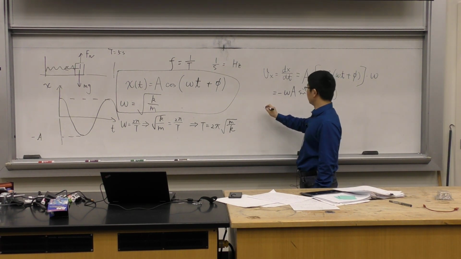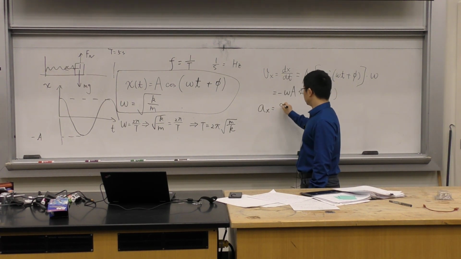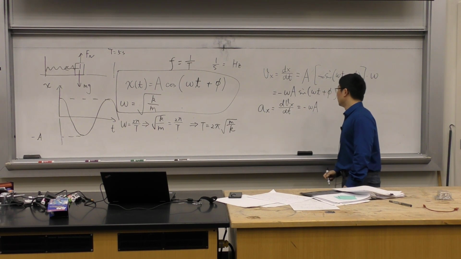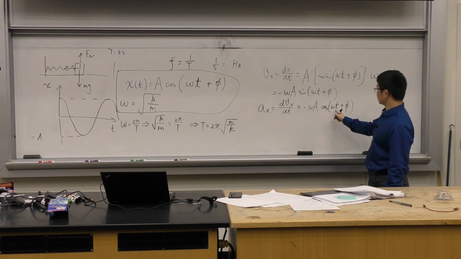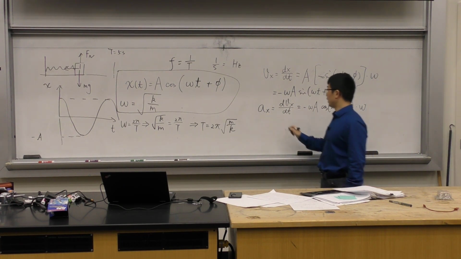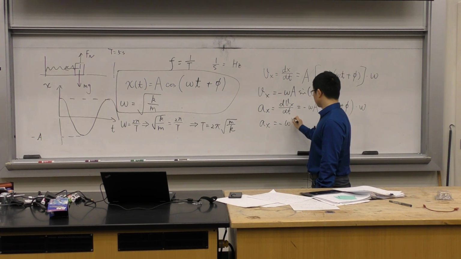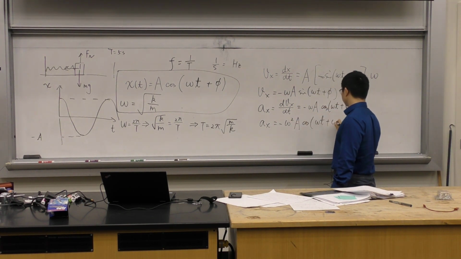Everything can be derived. Now you can do acceleration, because acceleration equals dvx over dt. You just take the derivative of this, you get omega a, negative. You take the derivative of sine, you get cosine. And then you're going to take the derivative of omega t, so you're going to get another omega. So at the end, you will get ax equals negative omega squared a cosine omega t plus phi.